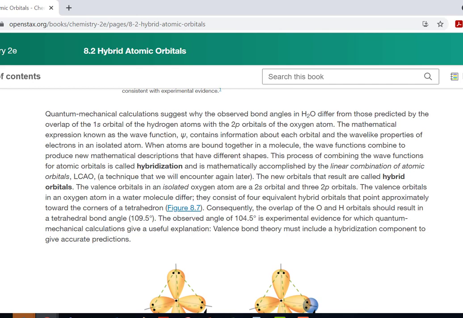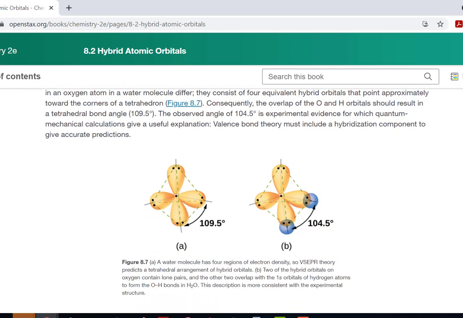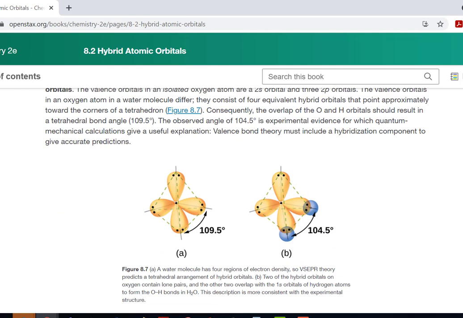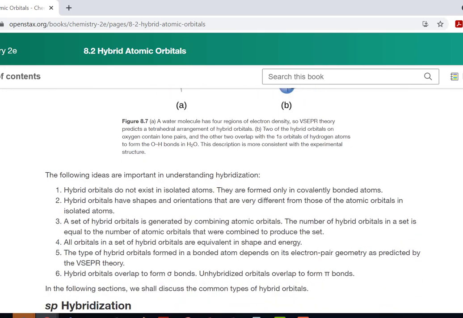What we end up with are things that are called hybrid orbitals. We'll get to the details of this later, but it turns out that the hybrid orbital you come up with does end up working with VSEPR theory, with the experimentally determined shape of water molecules. So we do get something close to what would be predicted with this model compared to valence bond theory.